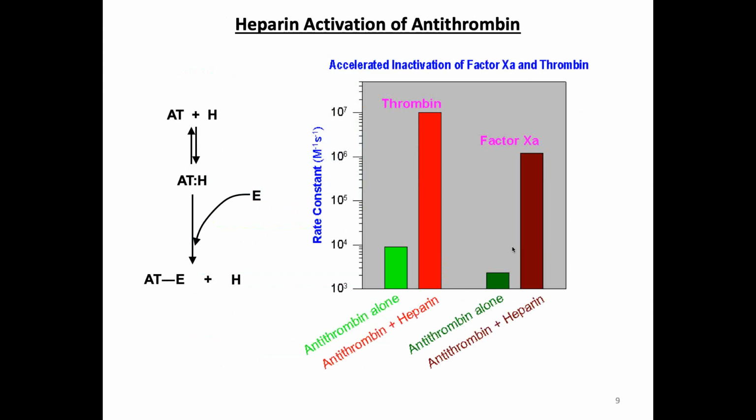Antithrombin alone has a second order rate constant of approximately 10,000. So it's kind of weak. It's not very strong. But when you add heparin to it, the antithrombin-heparin complex, which is this complex, inhibits thrombin with a rate constant of 10 million per molar per second. So there is an increase in the rate of reaction by approximately 1,000-fold.